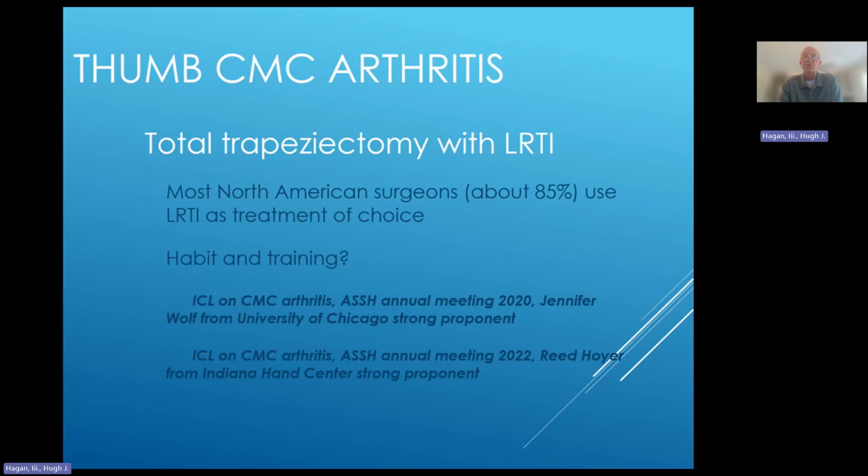About 85% of surgeons use this procedure, perhaps by habit, perhaps by training, but certainly it has very solid, good long-term results with a much lower complication rate than all the other procedures, with the possible exception of suture suspension.